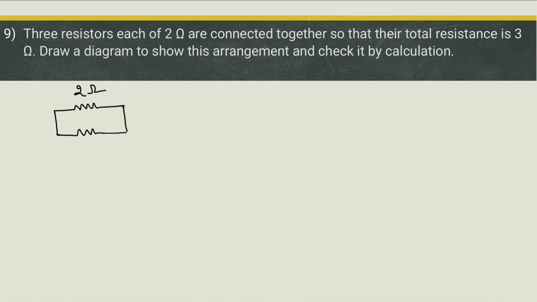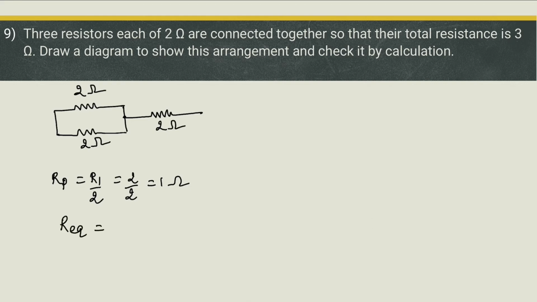So when I connect two resistors in parallel, equivalent resistance will be R1 by number of resistors, here 2. So 2 upon 2, 1 ohm. And then with this parallel combination, I will connect the third resistor of 2 ohm in series. So that final equivalent resistance becomes 1 plus 2, 3 ohm. And that is our answer.